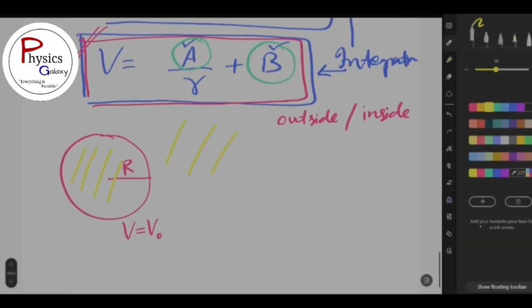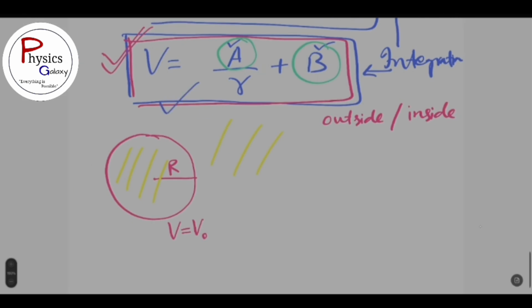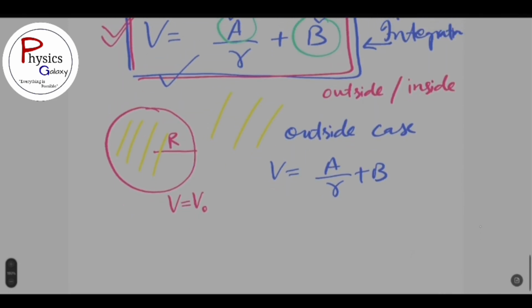So this is the equation I know. I just have to find the constants. Now let's find them for the outside case. For the outside case, we know V will be equal to A by R plus B. Now I just have to find two constants. For that, I will use boundary conditions. The boundary condition is that when R equals r, the potential equals V naught, right? So any point on this spherical shell will have the potential V naught.